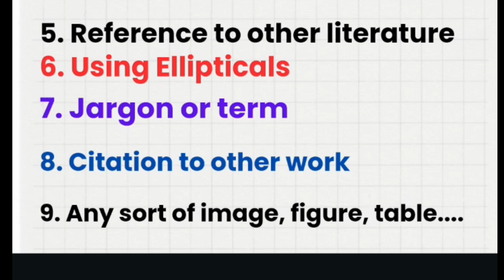The eighth one is citation of other works. You should not cite other work in your abstract. The ninth and last is any sort of image, illustration, figures, and tables. You should not include them in your abstract. So these are the things which should not be added in your abstract. We have discussed the abstract briefly.